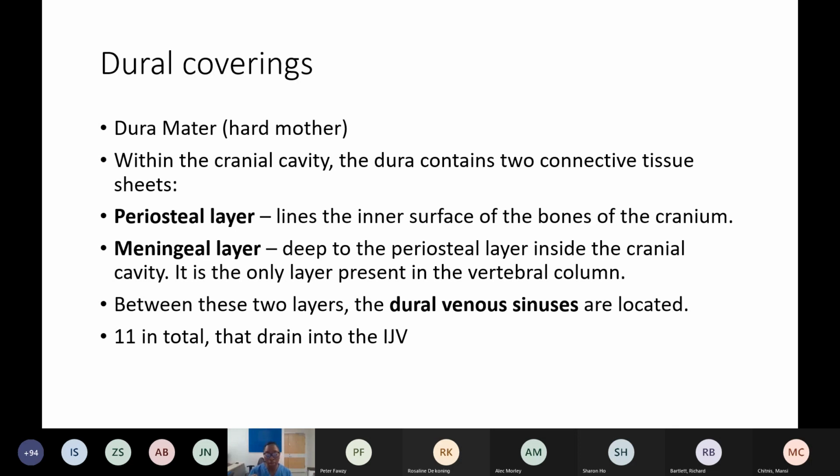And then we have the meningeal layer, which is deep to that. And this is the only layer that's present within the vertebral column. And between these two layers is where you find the dural venous sinuses. So essentially where venous blood from the brain pools in here and travels through the sinuses into the internal jugular vein. And this is what we'll be discussing in our lecture on Tuesday next week.